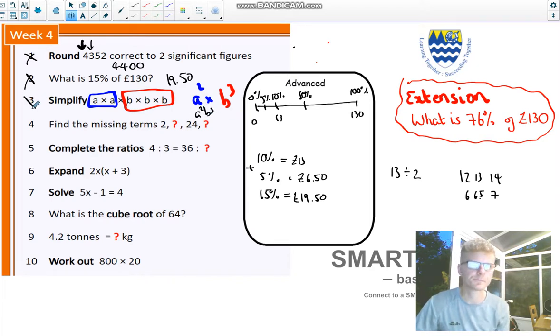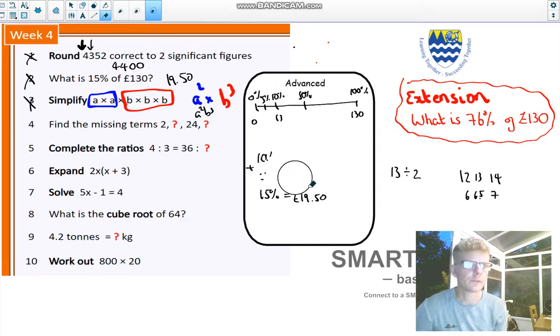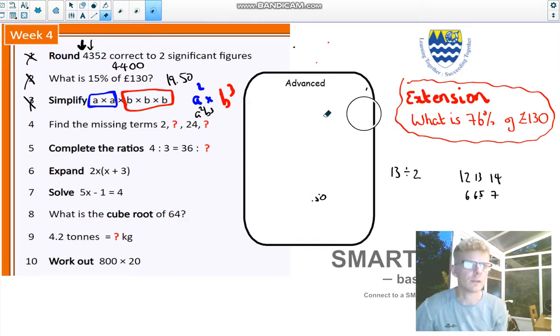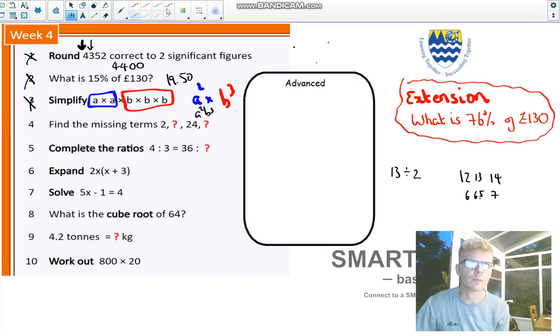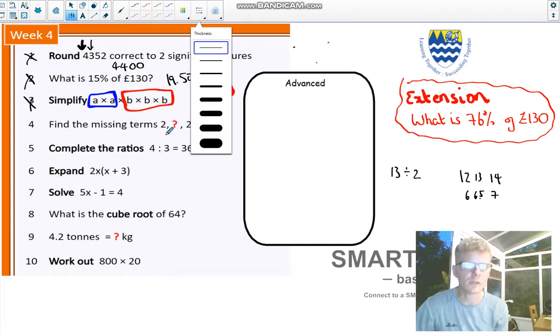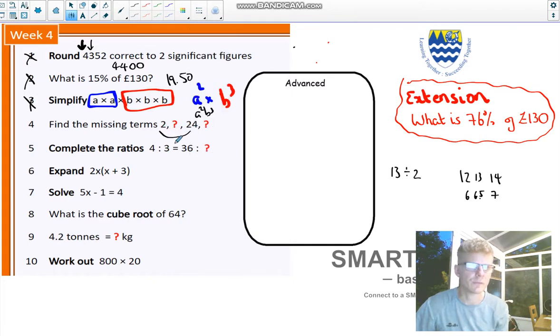Okay. Right, so for question 4, fill in the missing number. So in order to do that, we're just going to have a look at the numbers that we do know and find the difference between them. We've looked at this strategy a number of times now. So between 2 and 24, there's a difference of 22.